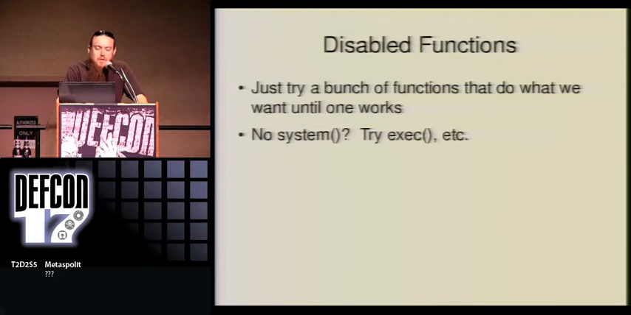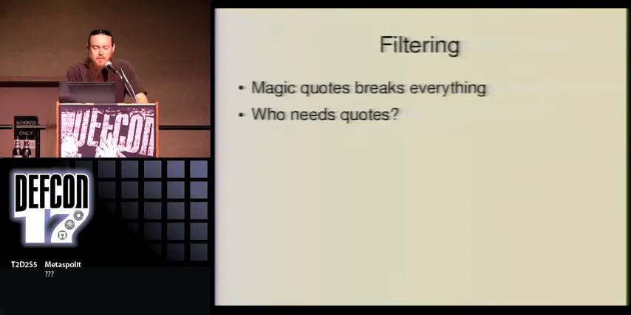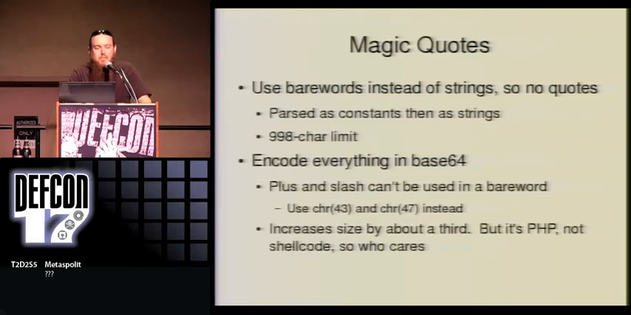Disabled functions, if we don't have system, try exec, et cetera. And filtering is sort of easier to get around. Unless we don't have parens or semicolons, we win. Because you don't really need quotes. It turns out that PHP parses bare words first as a constant, and if a constant doesn't exist by that name, then it tries it as a string. But the advantage here is that we don't need any quotes at all. So we can just create this big chunk of what looks like a string, as long as it doesn't start with a number and contains only numbers and letters, then it'll be parsed as a string.